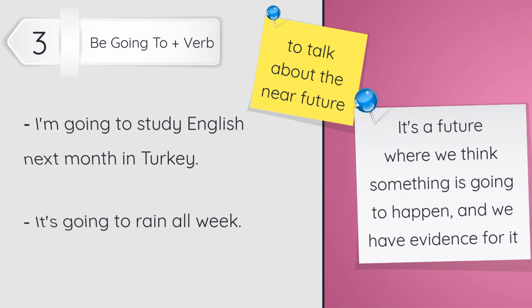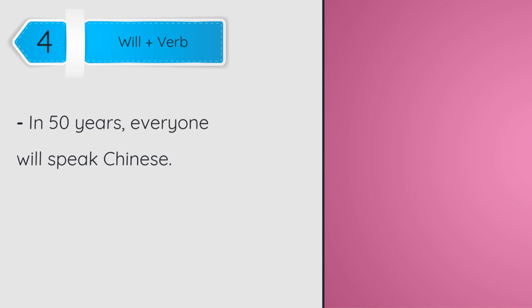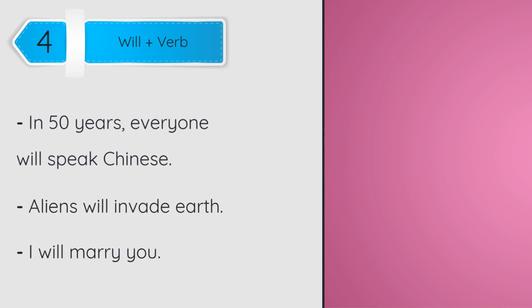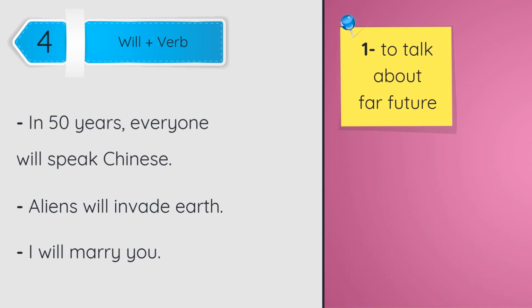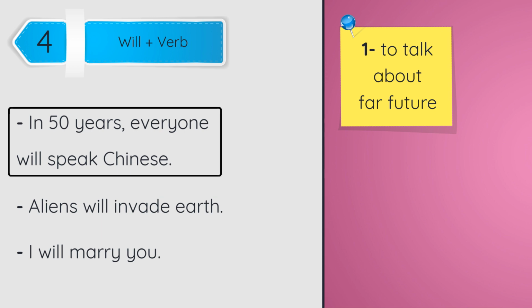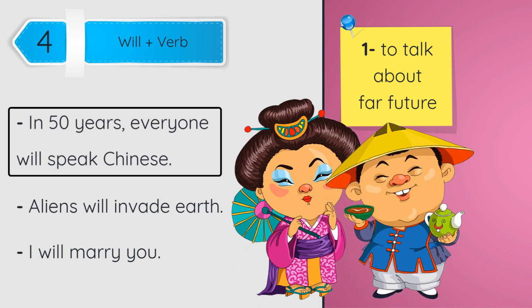So this is a bit different from will, which is one of the maybe easier futures to think about. We use will plus a verb. For example, I will always love you. I will study hard. I will do my taxes on time. Okay, so we use will plus a verb when we are talking, first of all, in the far future. So for example, in 50 years, everyone will speak Chinese.